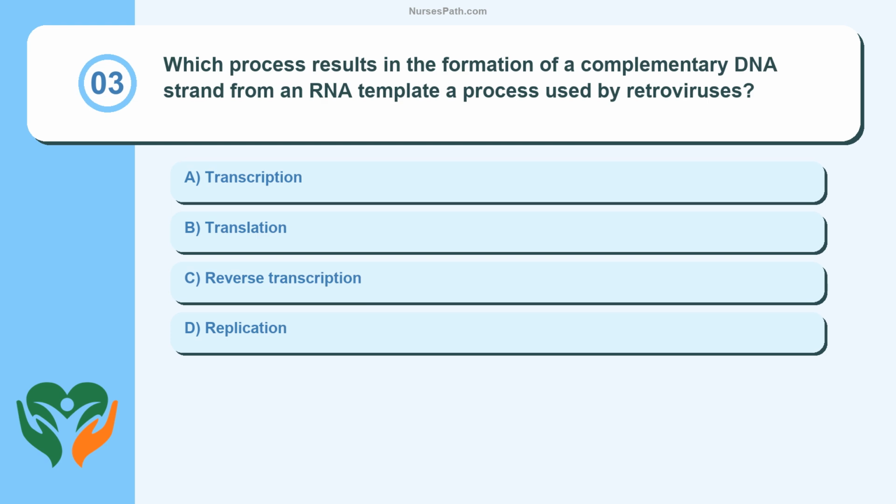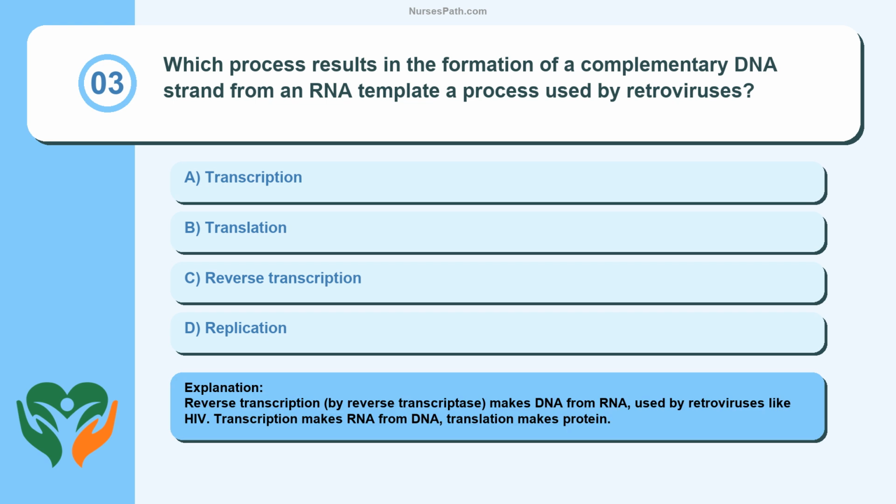Question 3. Which process results in the formation of a complementary DNA strand from an RNA template, a process used by retroviruses? Transcription. Translation. Reverse transcription. Replication. Reverse transcription, by reverse transcriptase, makes DNA from RNA, used by retroviruses like HIV. Transcription makes RNA from DNA, and translation makes protein.